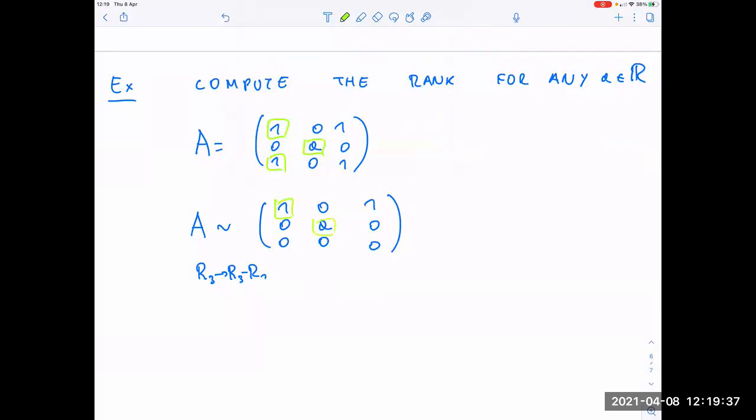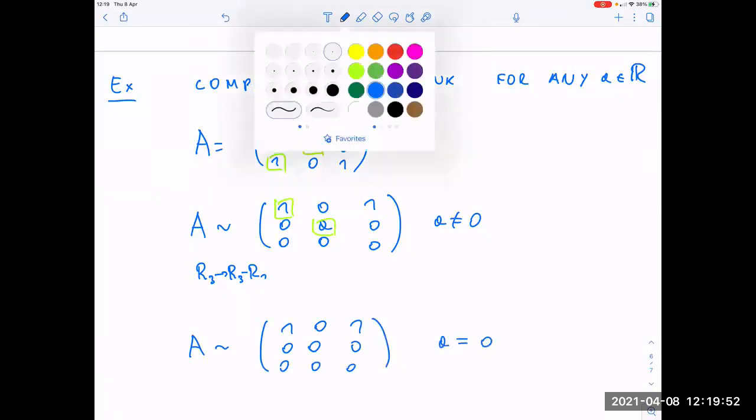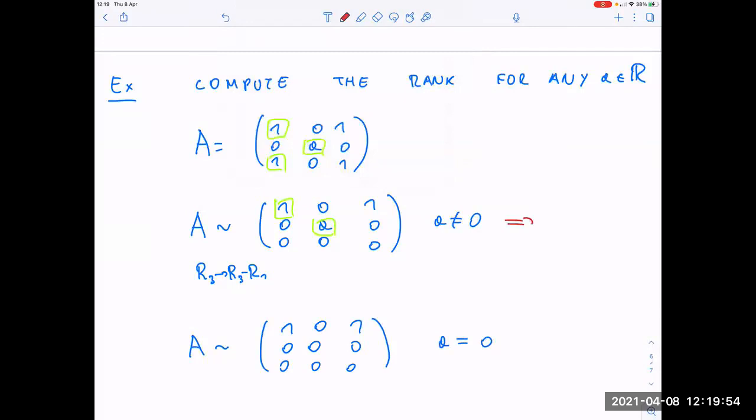And if A is not 0, I have another marker. So this is in the case A different from 0, while in the case A equals 0, we get this situation here. So in this case, we see that the rank of A is 2. And in this case, we see that the rank of A is 1, as you suggested. Okay?